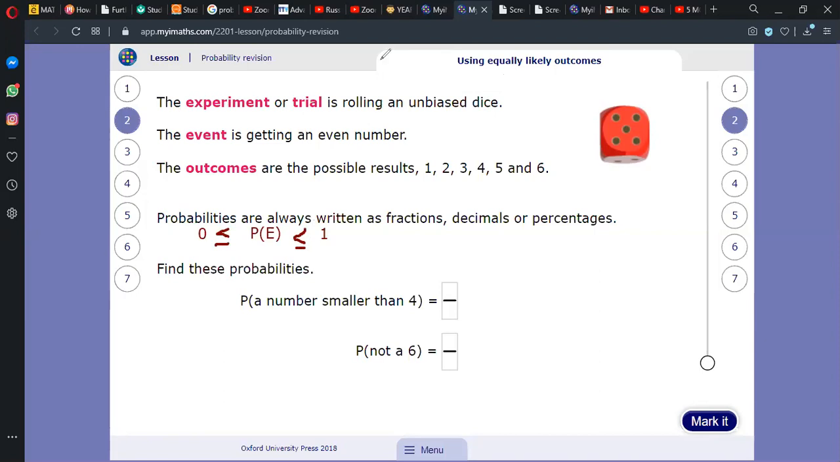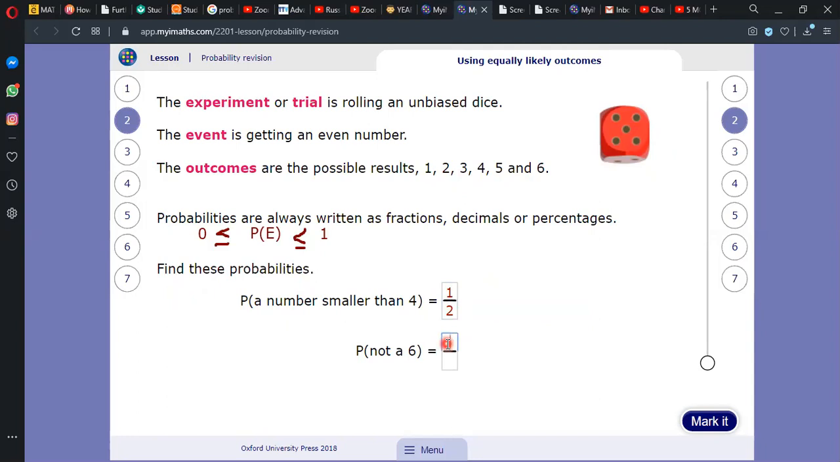Let's continue. Now, we want to find the probabilities below. A number smaller than 4. We are talking about a dice, guys. How many numbers are smaller than 4 on a dice? Just 1, 2, 3. So that means there are 3 numbers over 6. So I'm going to expect to break that down to 1 over 2 in lowest form. Remember, we always reduce to the lowest terms.